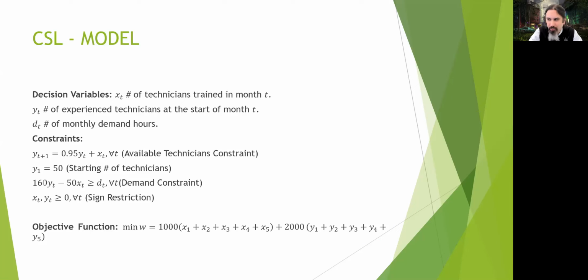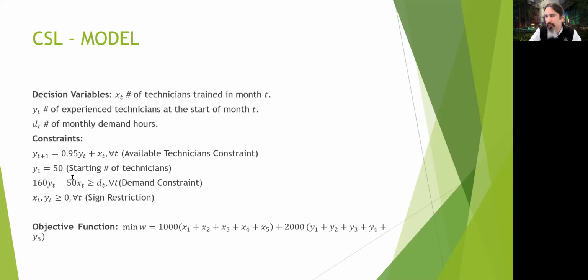Now, with my demand constraint, I already know that there's a demand for each period. It has to be met, so it's greater than or equal to. And there's a number of experienced technicians, which is YT for that period, times all their available hours, 160, minus teaching time. Okay, I'm teaching for 50 hours for each new technician.